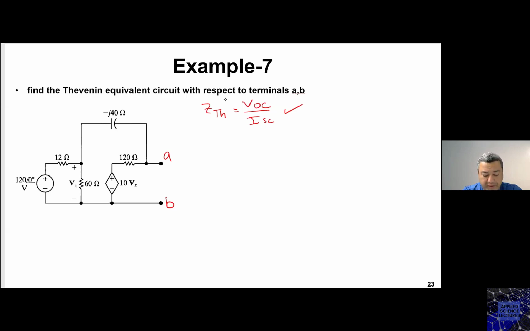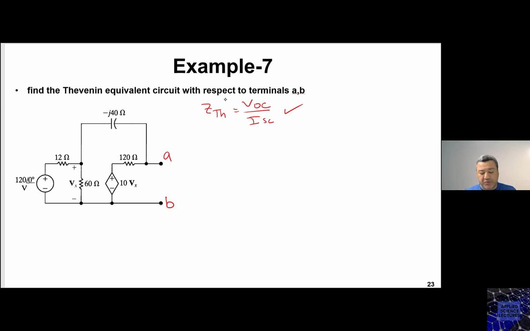So now, example number 7, as you can see here, we have a circuit. This circuit has a mix of sources. We have an independent source and a dependent source. And as we said before, if we want to solve for the Thevenin equivalent circuit for circuits that have dependent and independent sources, in this case, we cannot switch off the independent sources and find the impedance right at the output because we have this dependent source.